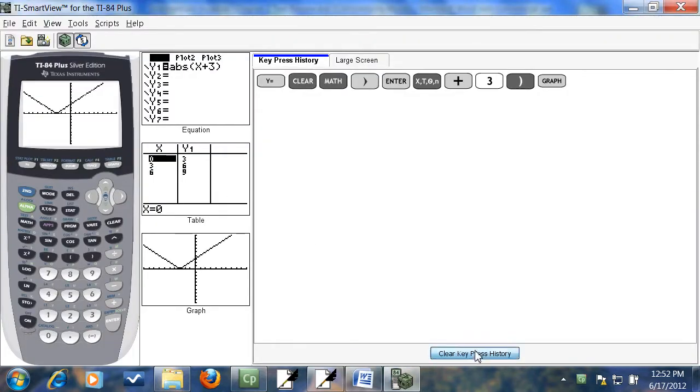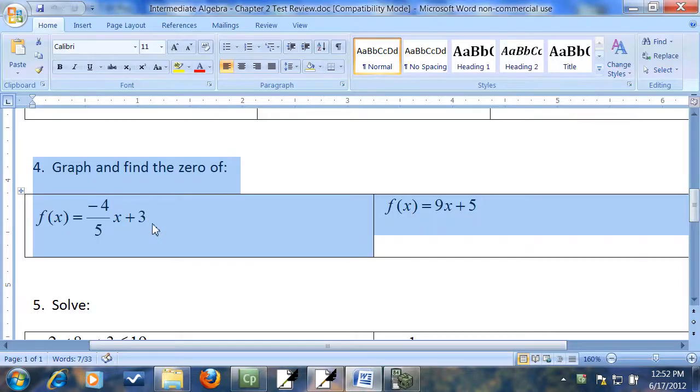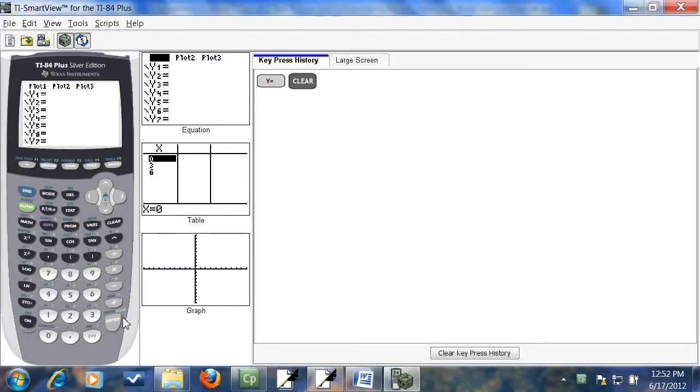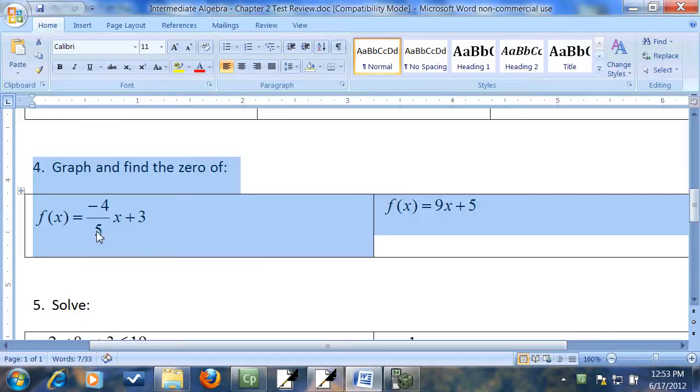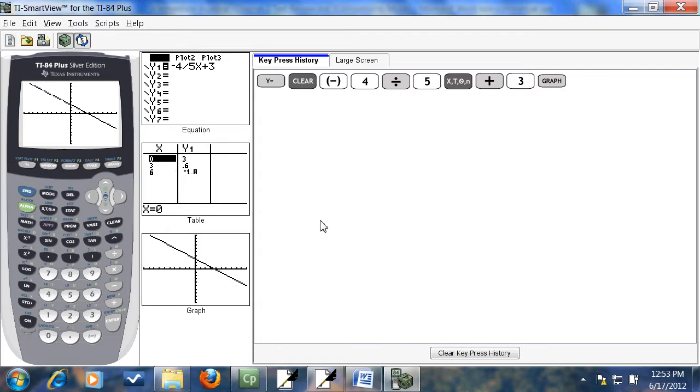Okay. So for this first one, I'll press Y equals, clear. And it's negative 4/5 x plus 3. So negative, that's the one on the very bottom row, 4 divided by 5, x plus 3. Yeah, plus 3. And then graph. And that would be your answer.